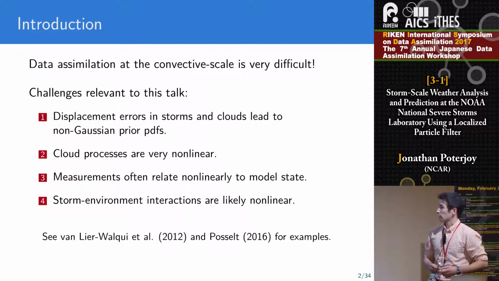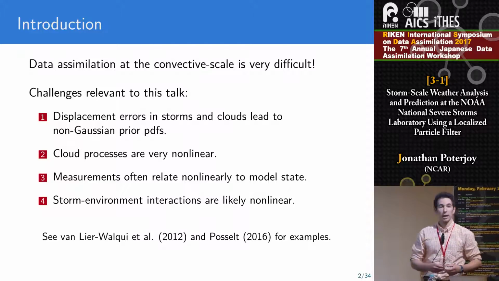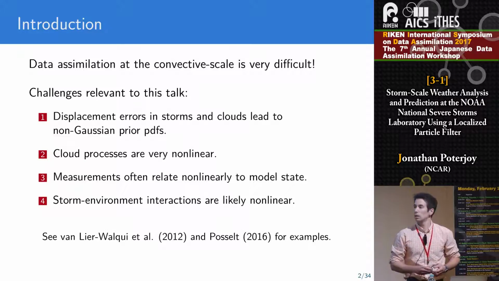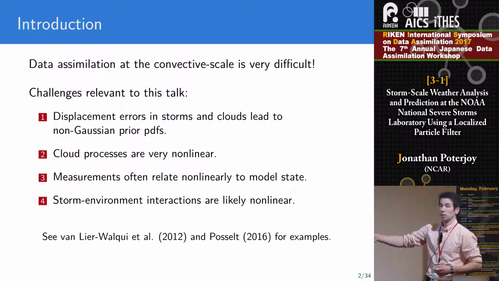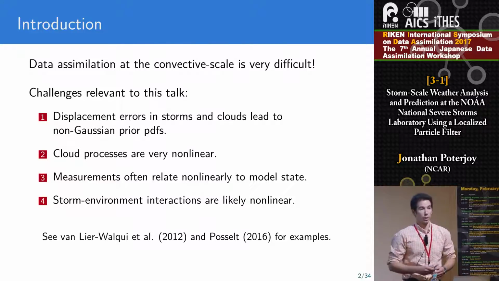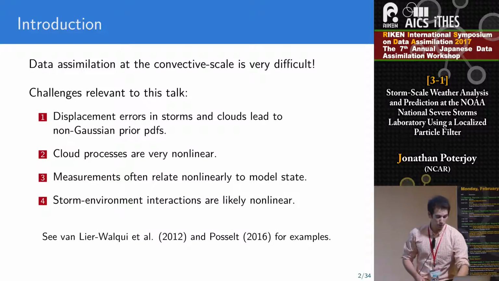Another is that cloud processes are quite nonlinear, which makes the problem difficult. Another is that the measurements that we have often relate nonlinearly to the model state. And they're also measuring these cloud processes many times. And the storm also interacts with the environment in a nonlinear way. So it's a complex multi-scale problem.